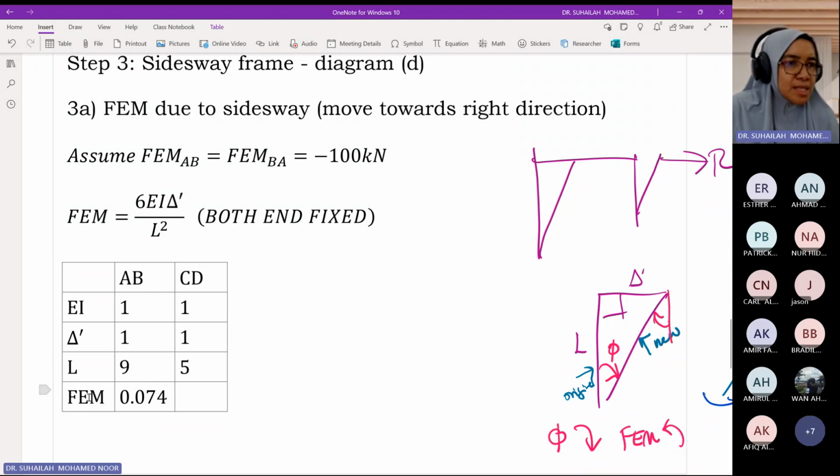Okay, where does this come from? 6 over L squared, because EI is 1, delta is 1. L is not the same, L is 9. So 0.074. Okay, and then CD is 6 divided by 5 squared. This is 0.24. Actually, in this case, if you want to compare directly with 9 and 5 it is also possible, because everything above is one.